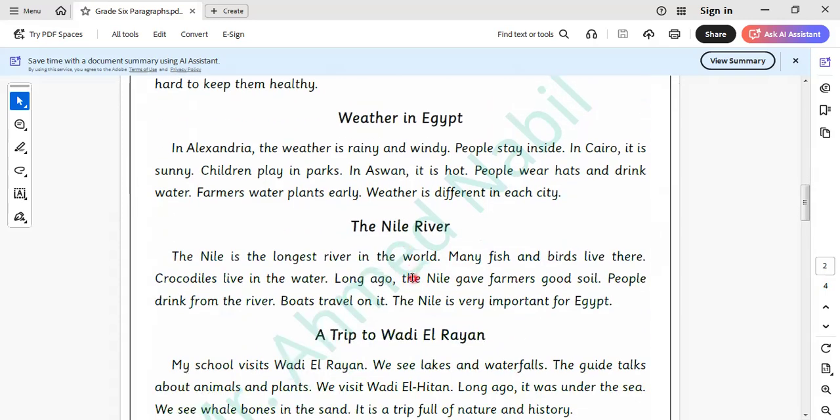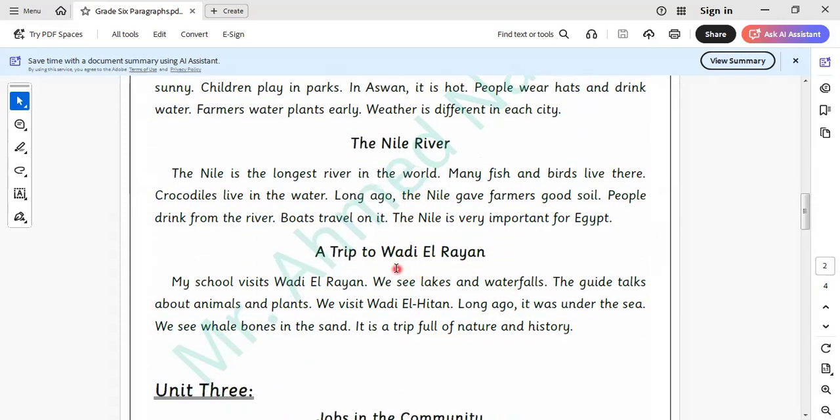Let's go to another topic here. I would like to talk about Wadi Rayyan because I love this place. A trip to Wadi Rayyan. My school visits Wadi Rayyan. We see lakes and waterfalls. The guide talks about animals and plants. We visit Wadi Hitan.